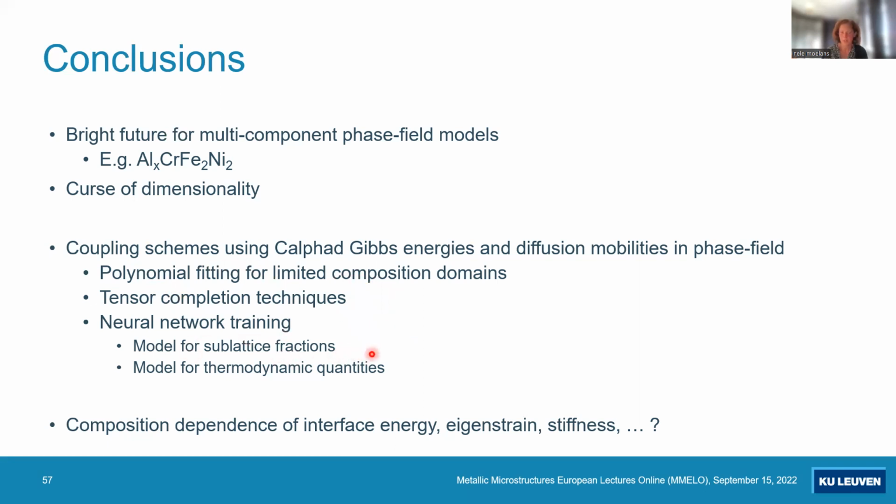Training for sublattice fractions was very easy and also very accurate. And I think it's also a nice idea because it's just the computations that you put in the network while you keep all the physics of the Calphad model. And then we also applied the neural network training to the real thermodynamic quantities. And the question then, of course, is how to include composition dependence of eigenstrains, interface energy, stiffness, and so on.